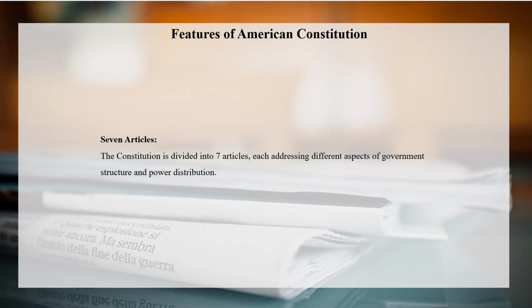Article 6 establishes the supremacy of the Constitution, federal laws, and treaties over state laws. Article 7 outlines the process for ratifying the Constitution.